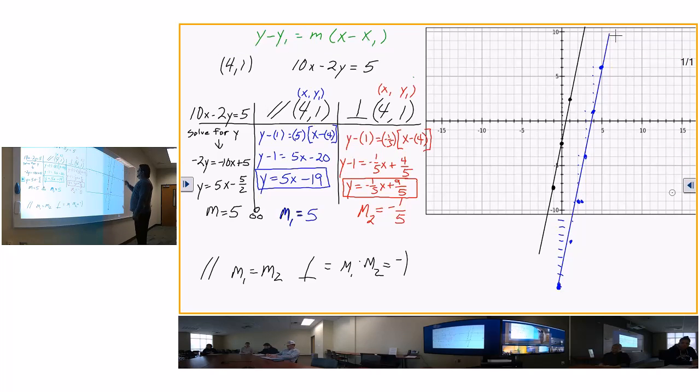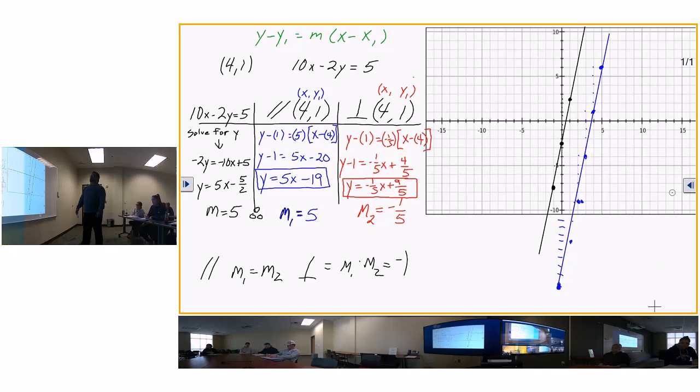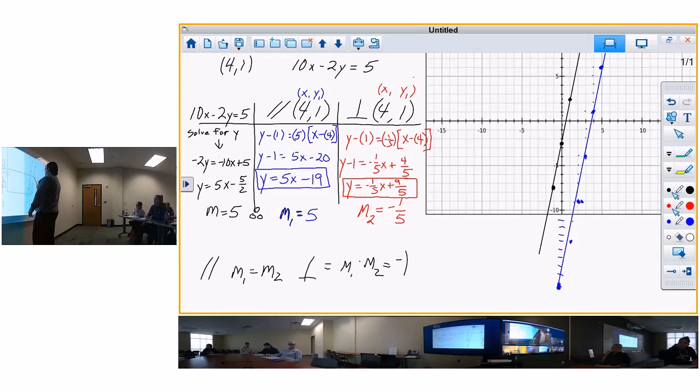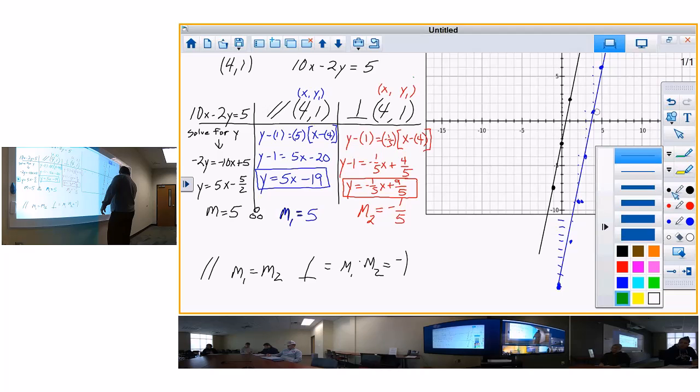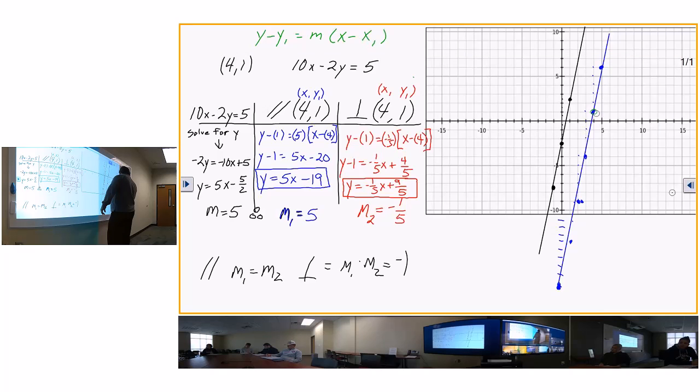And that line is what? Parallel. It's parallel. Now let's look at the point 4 and 1. 1, 2, 3, 4, 1. There's our point right there. So I'm going to take my handy dandy green line. I'm going to circle. That's our point. That's in common with both what? With both the red and the green line. I meant the blue and the green line. The blue and the red line.